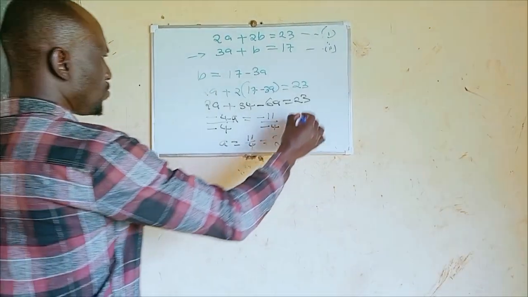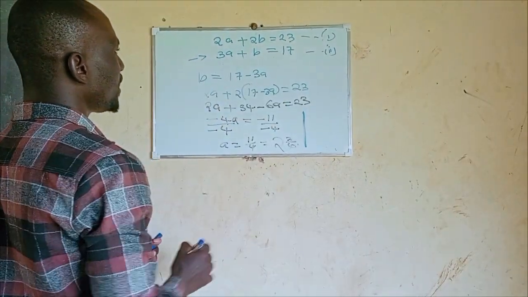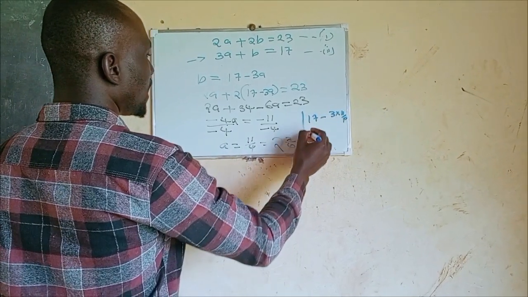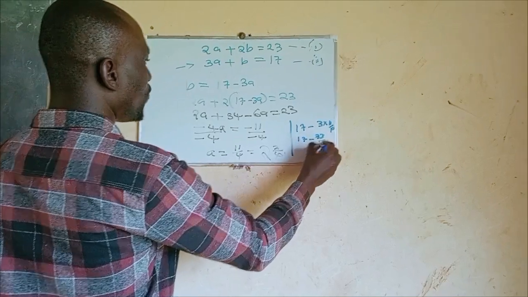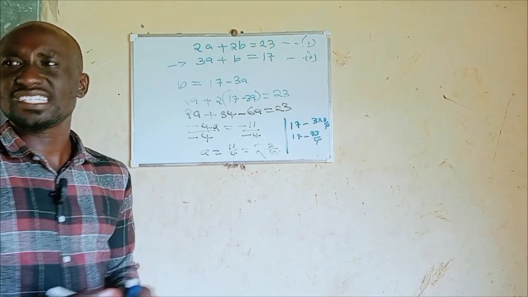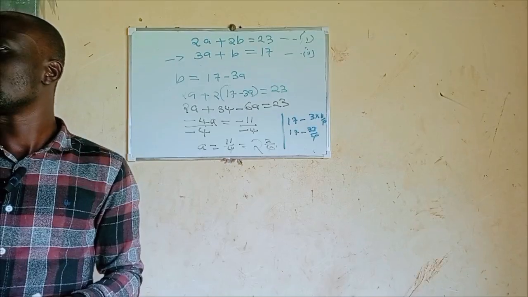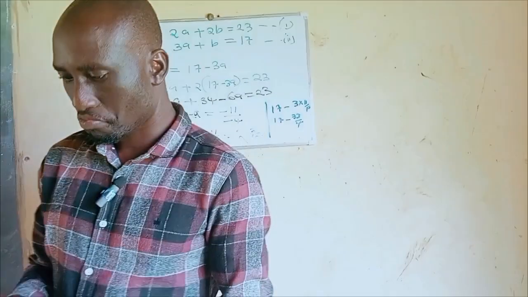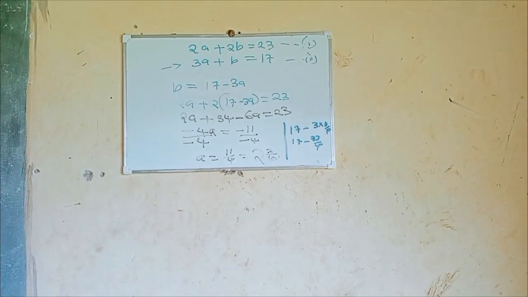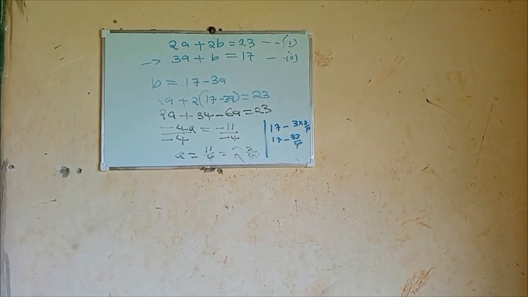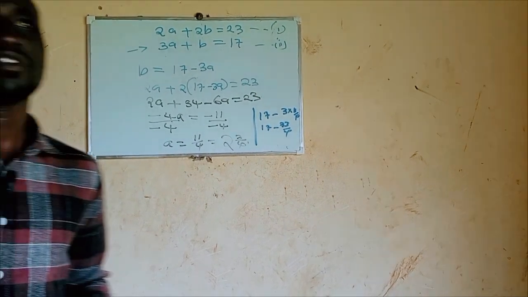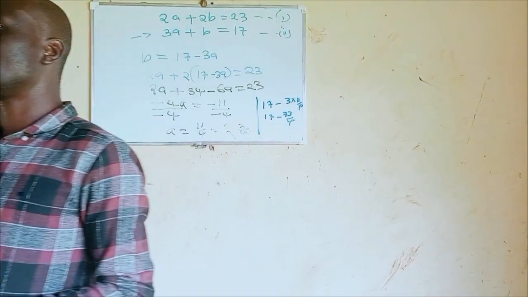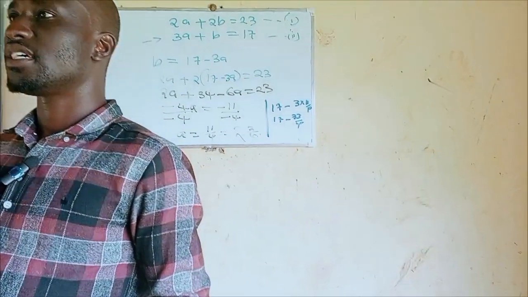And B now will be substituted as follows. B is 17 minus 3A, that would be 17 minus 3 times 11 over 4. That is 17 minus 33 over 4. What does this yield in the calculator? Try to work that out very fast. Take 17, subtract 33 over 4. What do you get when you do that subtraction?